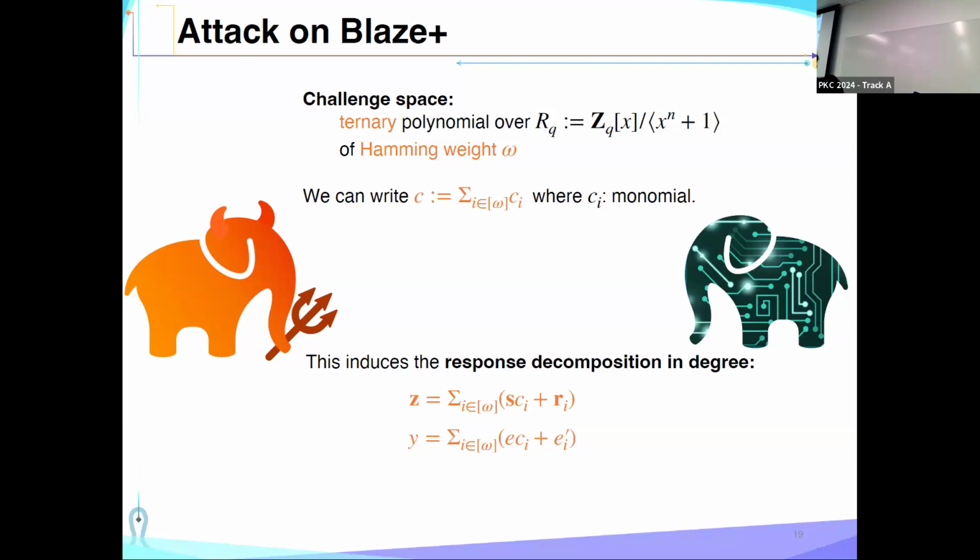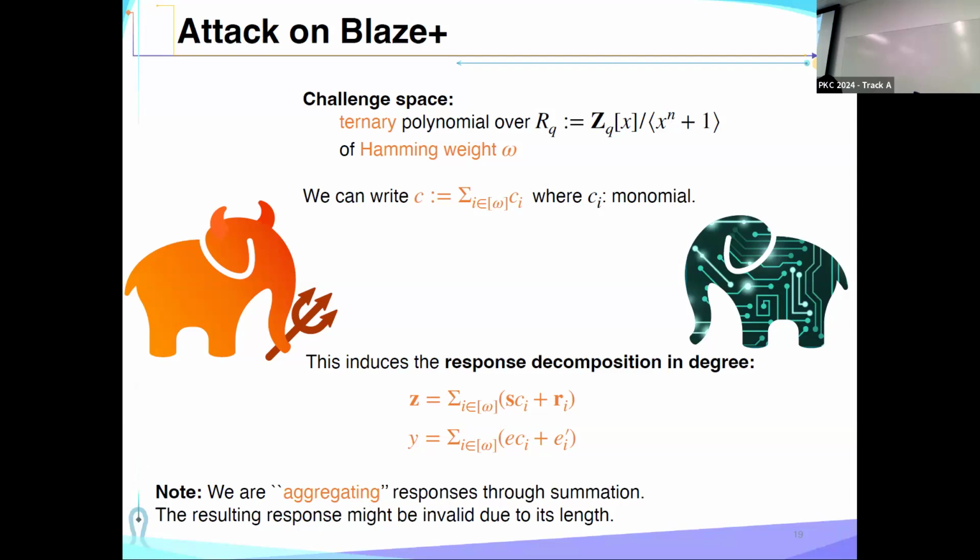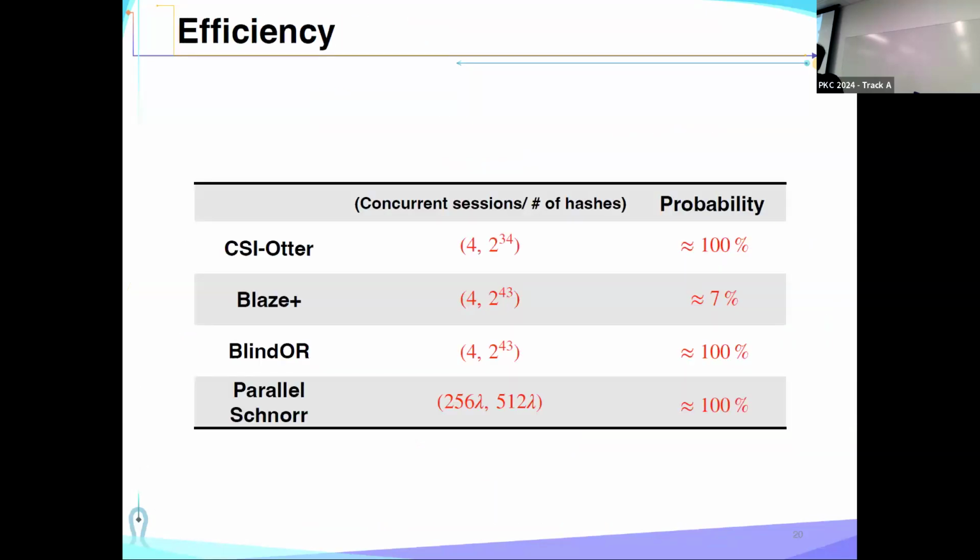And now for each monomial, the challenge space is quite small, and then we can compute them together, aggregate the responses together, and break the one-more unforgeability. But notice that we are aggregating the responses. Because lattice signature schemes usually have a shortness requirement on the signature, the resulting response might not always be valid due to the length restriction. And this is the efficiency of our attack.